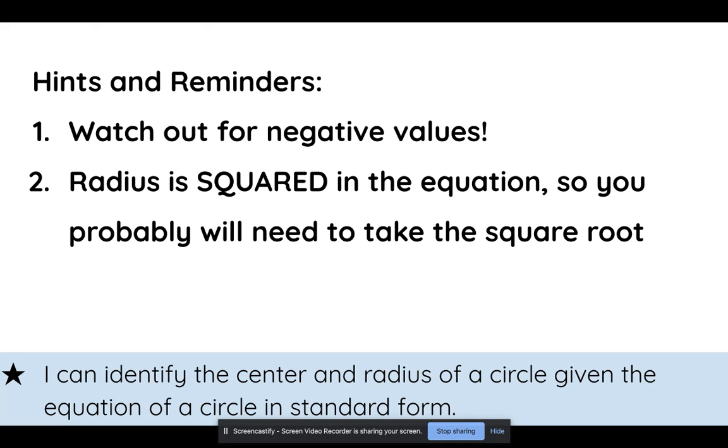So going forward, here are some helpful hints and reminders. Make sure you watch out for those negative values that are in the center of your circle, so you need to be subtracting negative values. Remember, in our equation, the radius is squared, so you probably will need to take the square root.